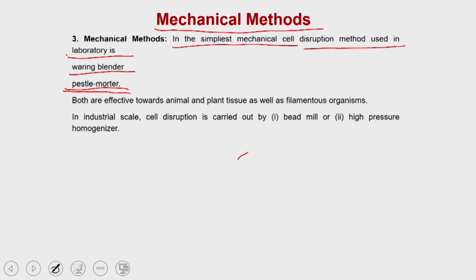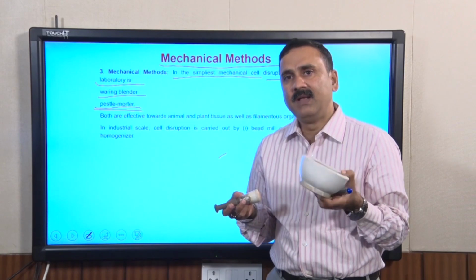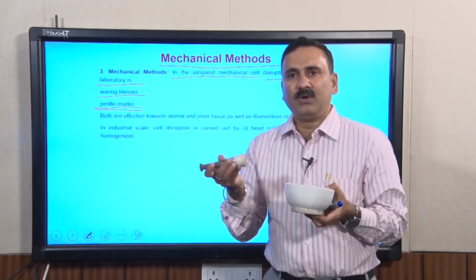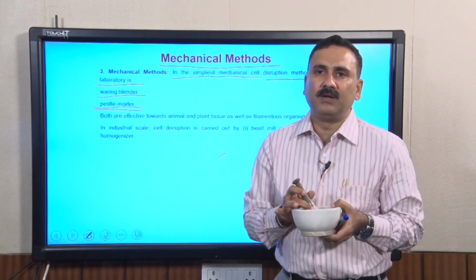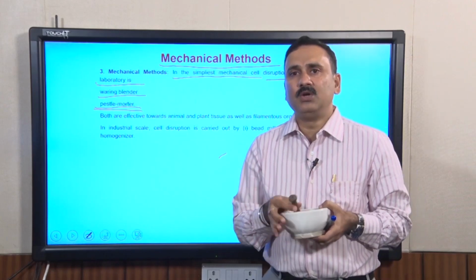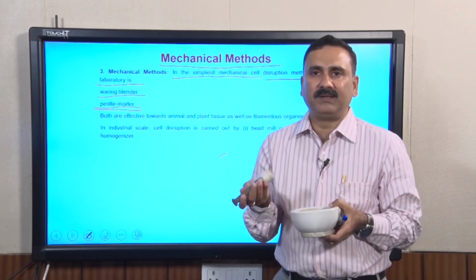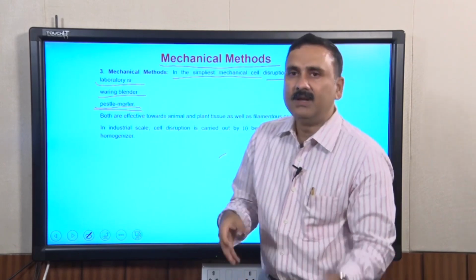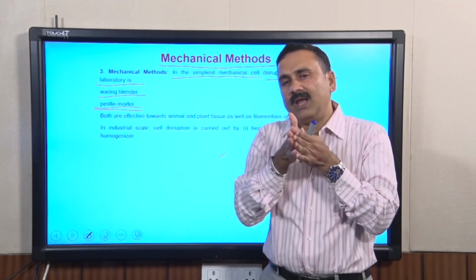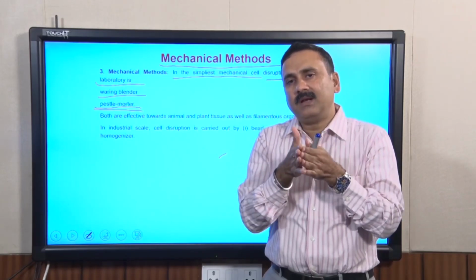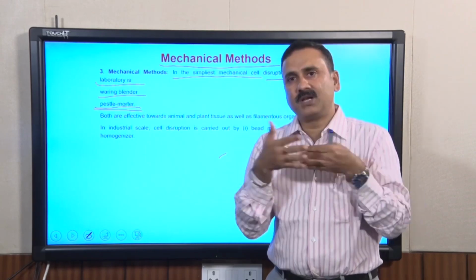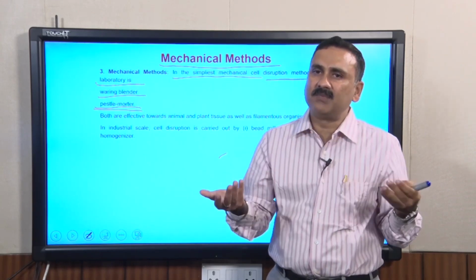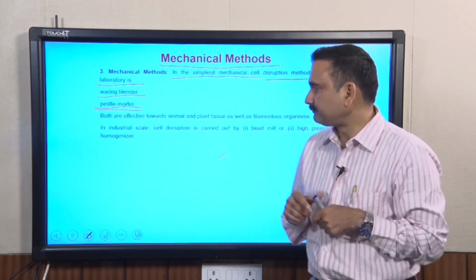Whereas the pestle and mortar is the simplest form of the homogenizer. A typical pestle and mortar looks like a bowl, which could be made up of glass or ceramics, and then you have the pestle. What you have to do is put the content which you want to homogenize into this bowl, and then use the pestle to grind it. In this grinding process, the material is crushed between the pestle and mortar, and as a result the cells are crushed, the content comes out, and it becomes a simple paste.